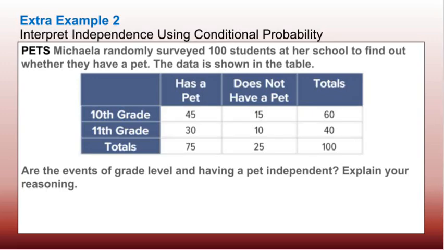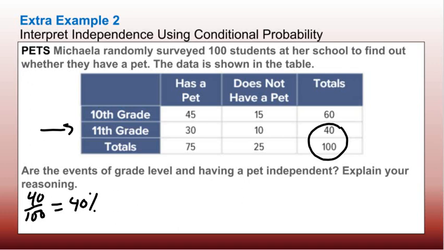Next, Michaela randomly surveyed 100 students at her school to find whether they have a pet. Data is shown in the table. Are the events of grade level and having a pet independent? So let's just choose 11th graders who have a pet. First off, the probability of them being in 11th grade would be 40 out of 100. So 40 out of 100 being an 11th grader is 40%.